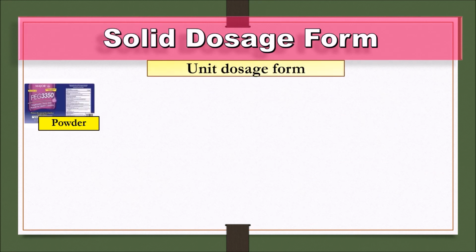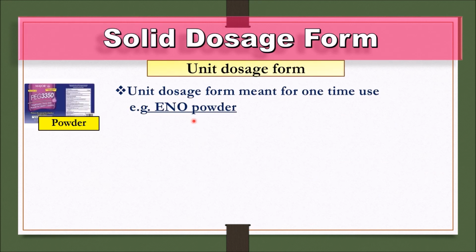Now we'll continue with our unit dosage forms. In that we now have powders. You have seen this kind of powder that you can take whole at a time, meant for one-time use only. You have seen the Eno sachets. Eno also comes in bottle form, but we are not talking about the bottle here because the bottle comes under bulk dosage form. In unit dosage form we are talking about Eno sachets. You will take the whole sachet at one time, so that's why it comes under the unit dosage form category.